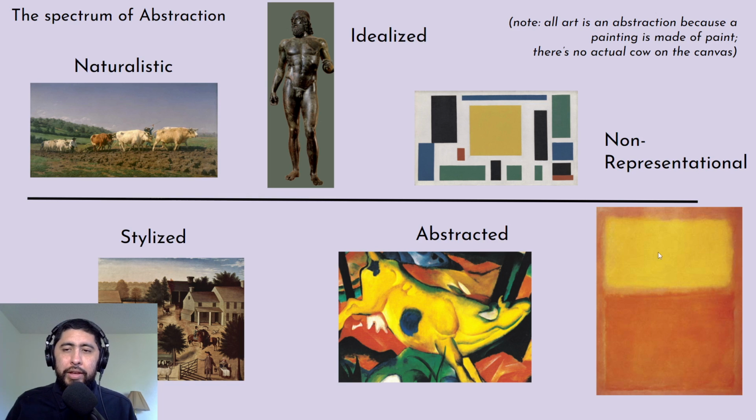Whereas on the right, this is one of the most famous abstract expressionist painters, and I can't think of his name right now. But his artworks are completely non-representational, meaning there's nothing that refers to what we can see with our two eyes in real life. So there's no bull here, there's no landscape, there's no person. It's just paint on the canvas.